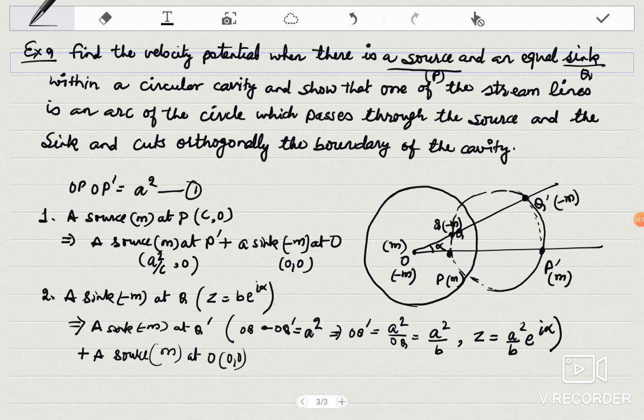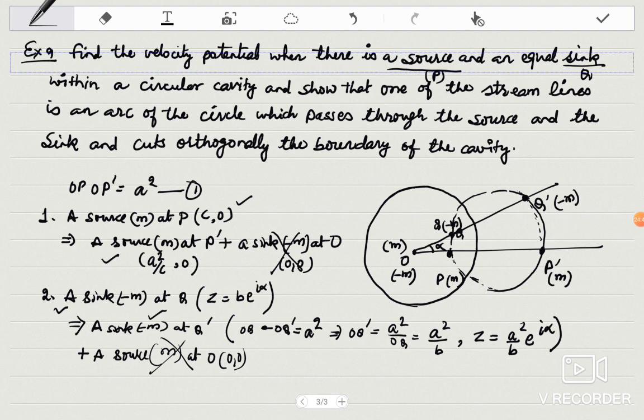Now you look at 1 and 2. Here you have a sink of strength M at (0, 0). Here you have a source of strength M at (0, 0). So both will be cancelled out. There will be no final contribution. And we are left with this source, this sink and this sink.